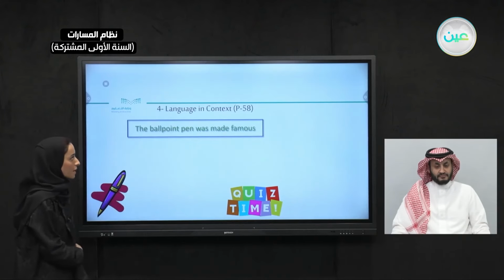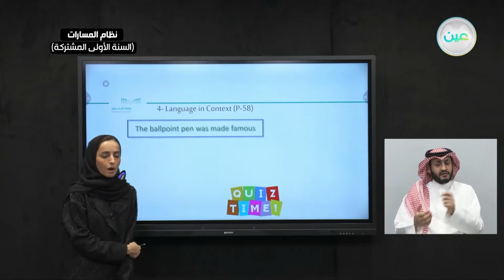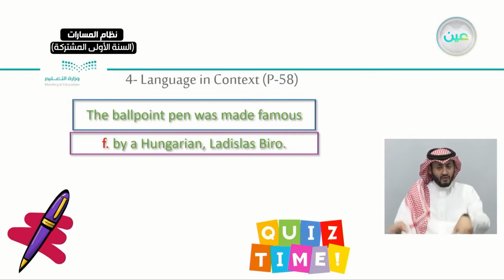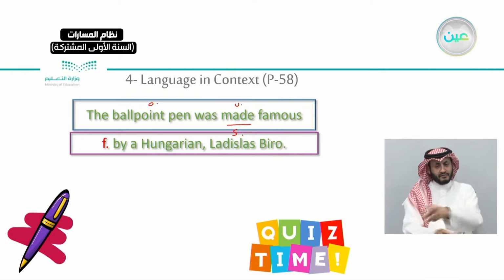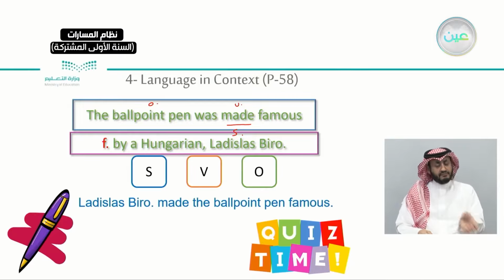The ballpoint pen was made famous. Who made it famous? Who made it popular so everyone used it? By the Hungarian Ladislav Biro. So we have this as the object, "was done by" the subject, and "made famous" as the verb. To come up with the active sentence, we will start with the Hungarian Ladislav Biro made the ballpoint pen famous. He did the action to whom? To the object.